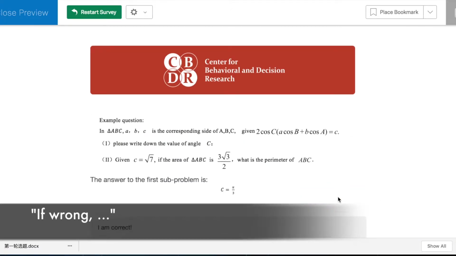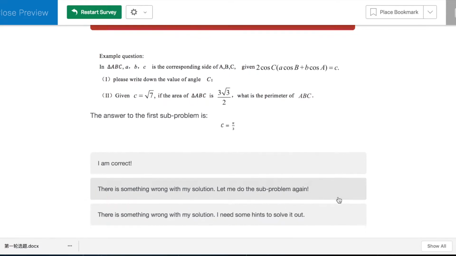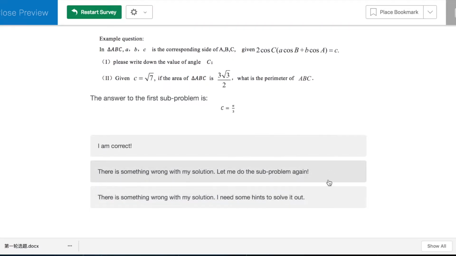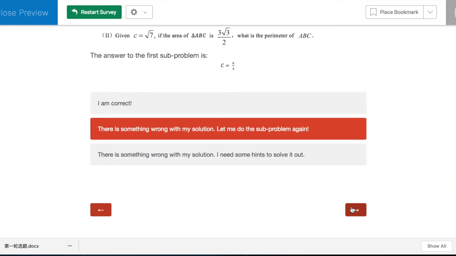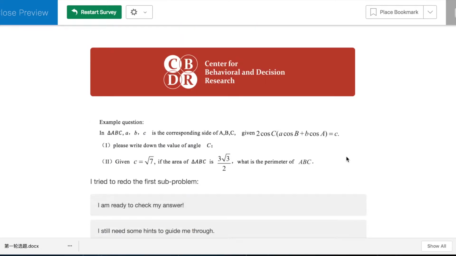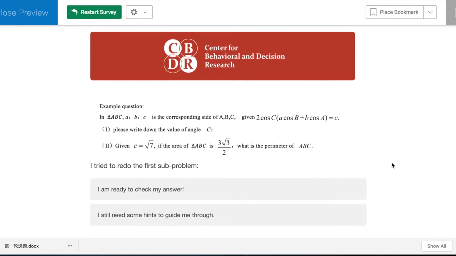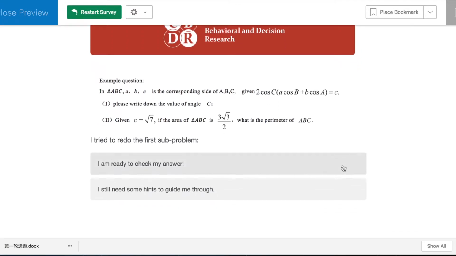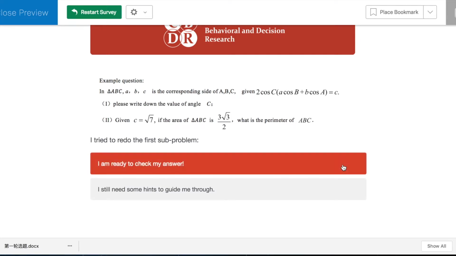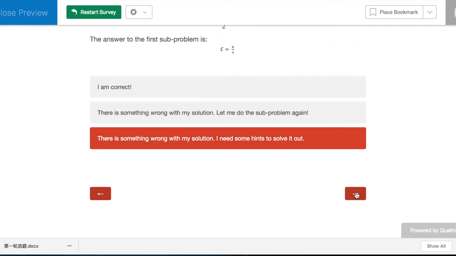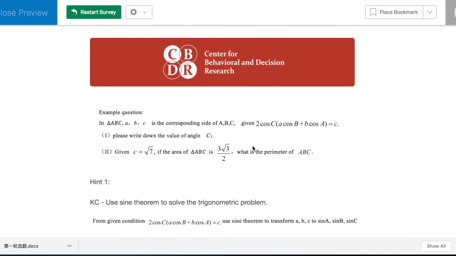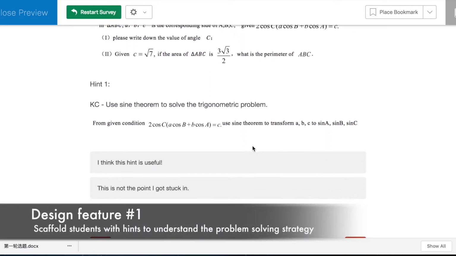If they are wrong about the problem, they can get a second time to do the sub-problem again independently. For example, Lisa is wrong for this sub-problem. However, she thinks she can solve it, so she redoes the problem. After the second attempt, she can either check her answer or ask for some more hints to get her through. If she still feels confused, the system will give her some step-by-step hints.